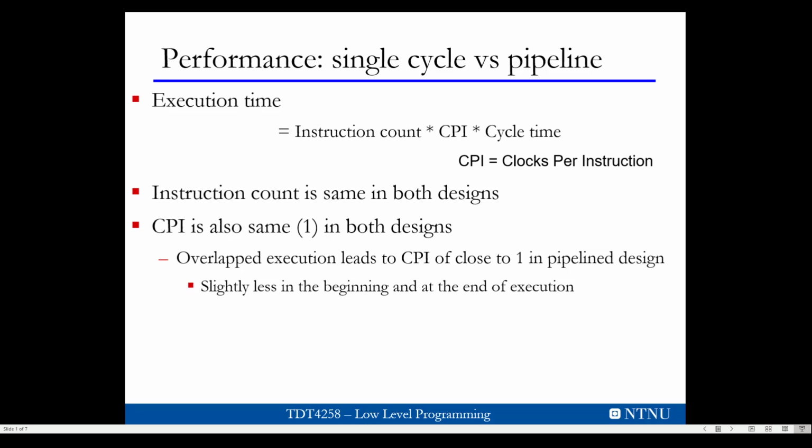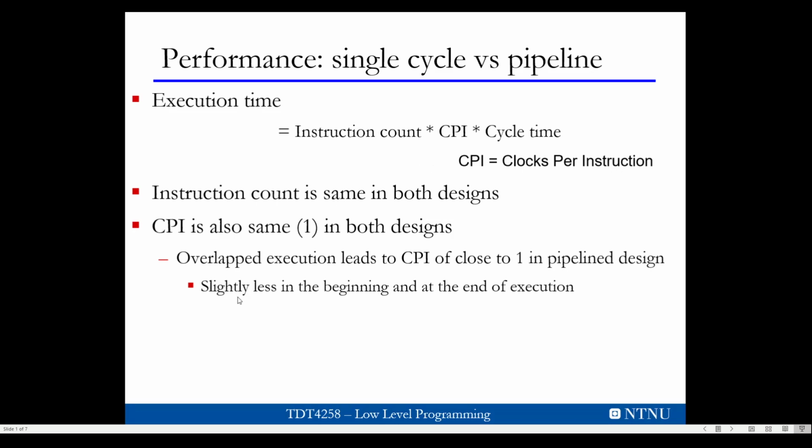CPI is also the same in both designs, and it's 1 in both of them. It's 1 in single cycle design because it takes one cycle to fetch, decode, and execute an instruction. And in pipeline design, even though an individual instruction takes 3 cycles, one cycle for fetch, one for decode, and one for execution, because we overlap the execution of different phases of different instructions, we see one instruction finishing execution per cycle. So that's why the CPI in pipeline design is also 1.